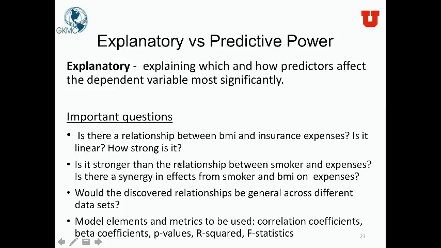So this allows us to come back and look at explanatory questions. In this example, we will be interested in the relationship between insurance expense and predictors such as BMI. Is it linear? How strong is the linear relationship? Since this one now has multiple predictors, considering synergy, potentially that may be from smoker and BMI, could be interesting.